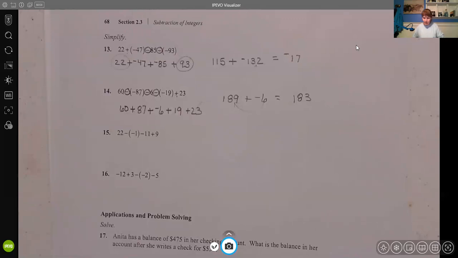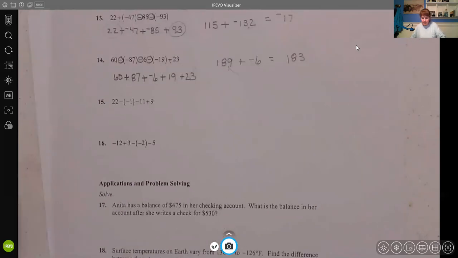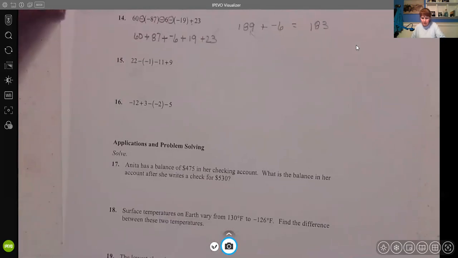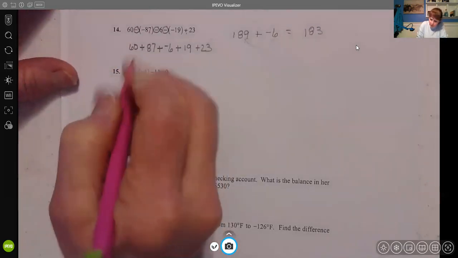All right, let's try one more and then we'll look at some story problems and we'll go to multiplication. Here we leave the 22.